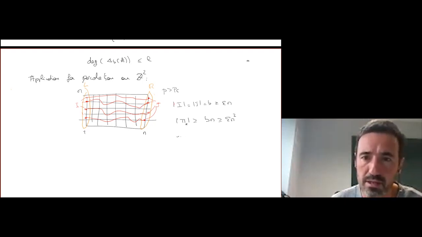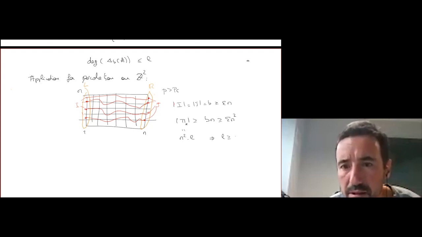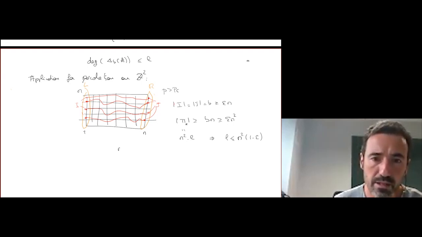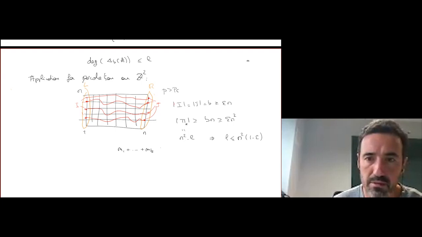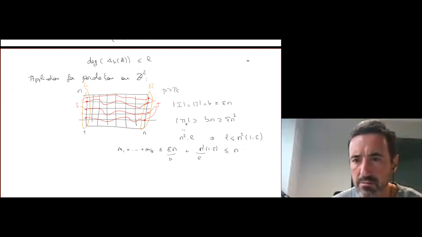So we wrote this as n squared minus L, so it implies that L is at most n squared times 1 minus epsilon. Okay, so if you apply that, it implies that the sum of any k multiplicities is bounded by the number of bad vertices plus L, which is n squared times 1 minus epsilon, which is bounded by, let's say, n plus n squared times 1 minus epsilon.